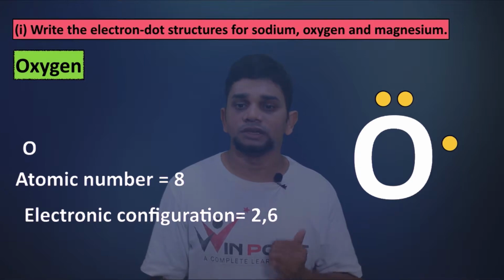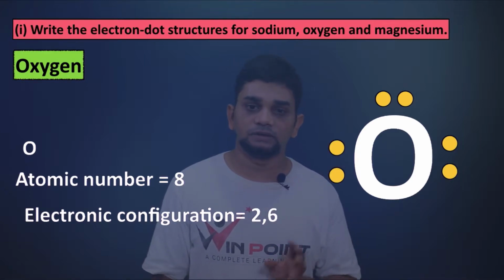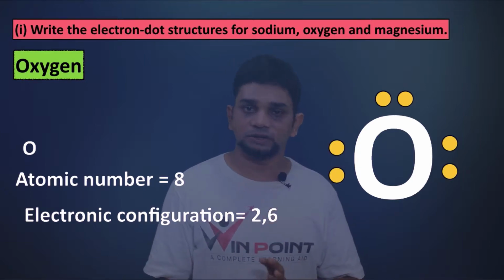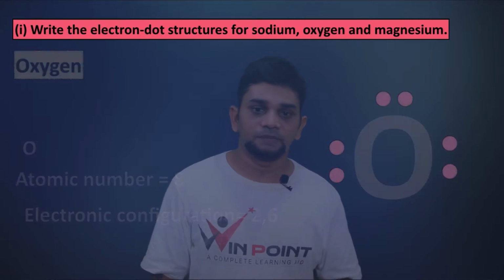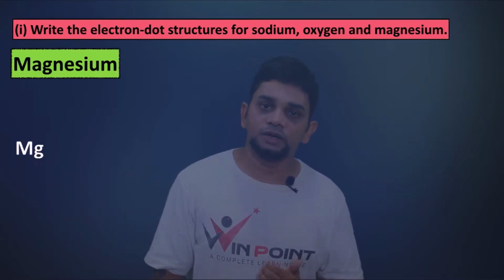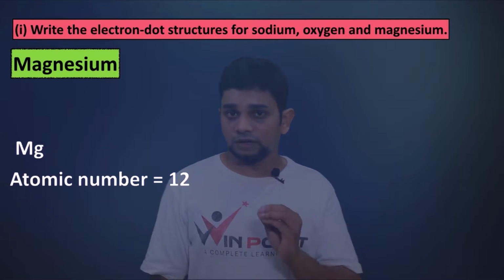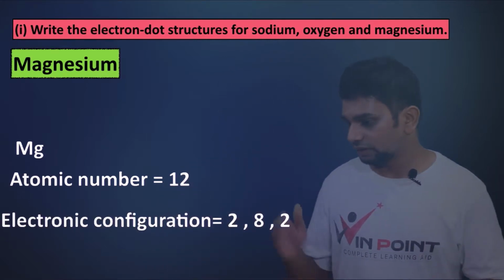1, 2, 3, 4, 5, 6. There are 6 electrons. It is a dot structure of oxygen. Now magnesium. The atomic number of magnesium is 12. And the configuration will be 2, 8, 2. Here you can see it is 2, 8, 2.